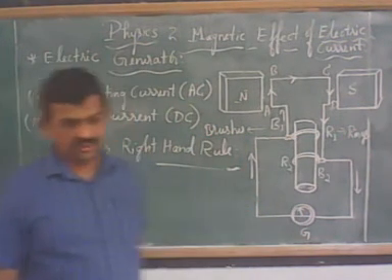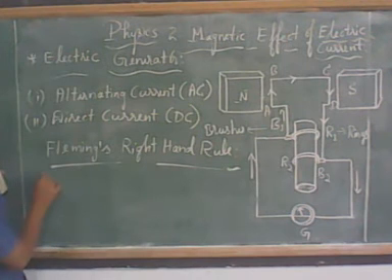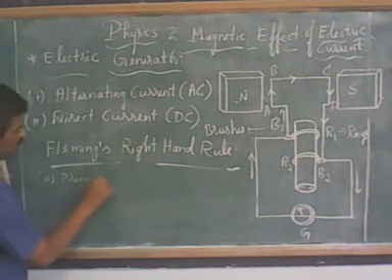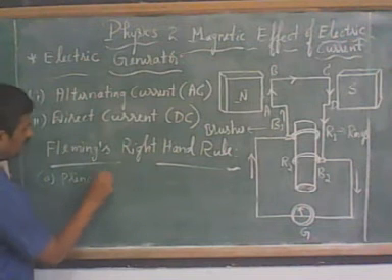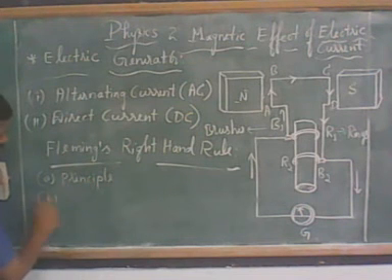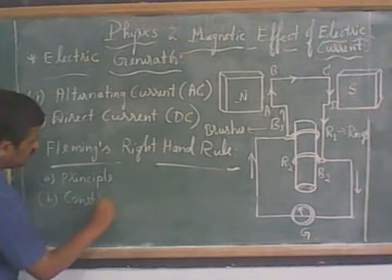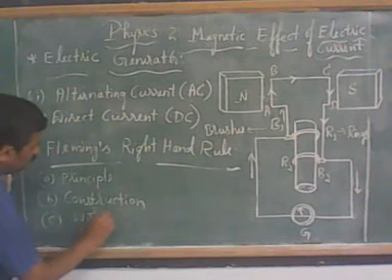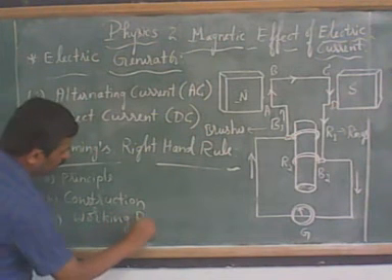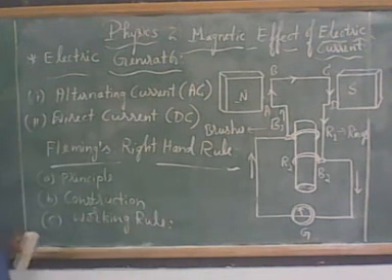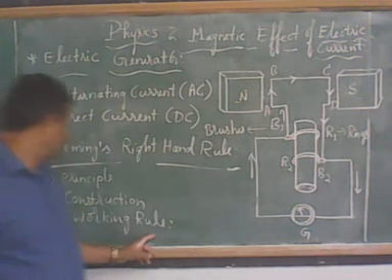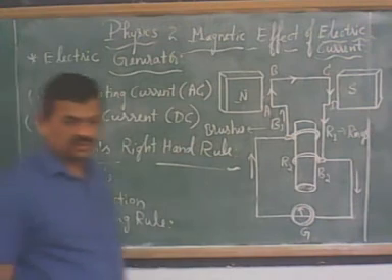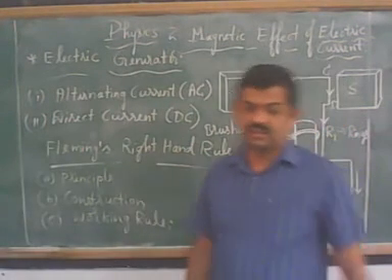So first we start with the principle. First you have to understand the principle of electric generator. Second, construction, and third, working rule. Very important, working rule. Principle, construction, working rule: these three aspects you are going to see in this concept.